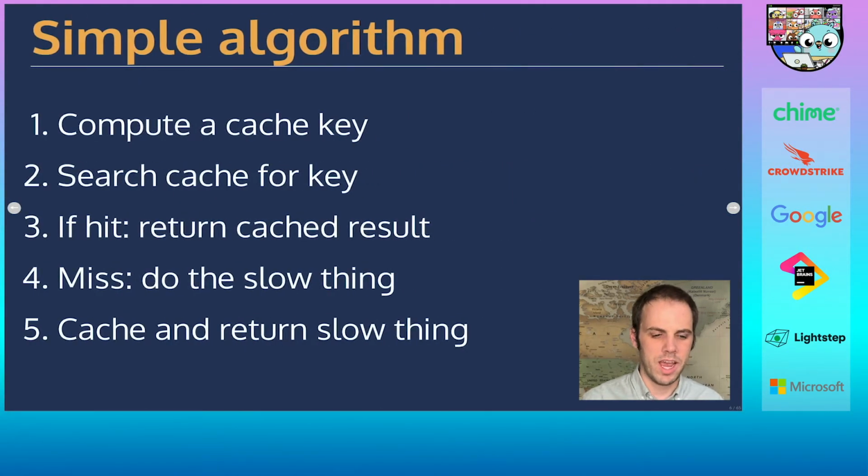A simple algorithm for caching, there are several different ways to do caching, but one of the simplest ones is, first step is you compute a cache key, right? And the key should be unique to the object that's in the cache. Once you have a cache key, you search in the cache for the key. If you do find an object in the cache, you return that result. If you don't, then you have to do whatever the slow thing is, the computation. And once you do the computation, you can save the object in the cache and return it to the caller.